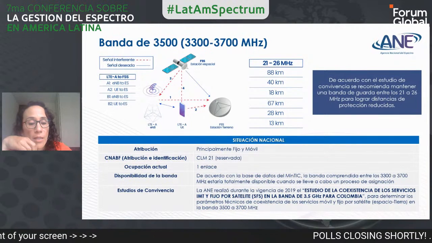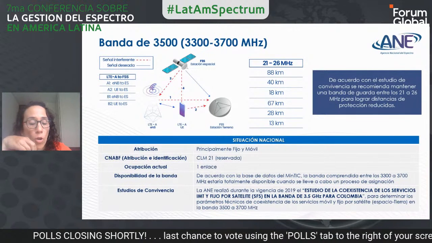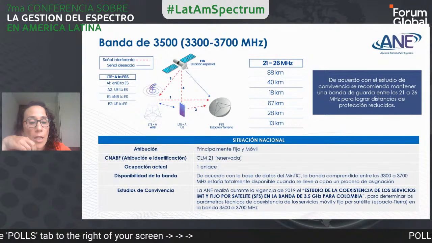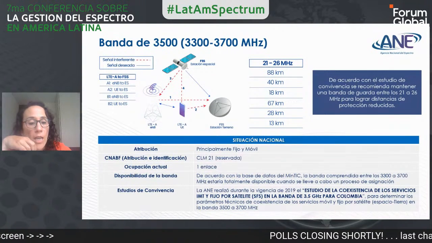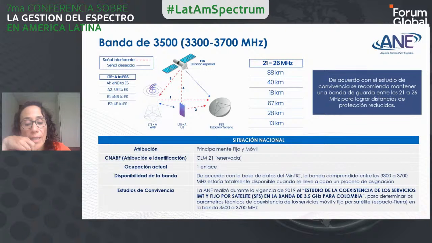En el estudio se hicieron varios escenarios en laboratorio en los cuales se identificó la interferencia que puede generar un nodo B a una estación terrena y una estación terrena a un nodo B. Esto se hizo para ambientes rurales y también para ambientes urbanos. ¿Qué fue lo que se logró encontrar con este estudio? Que al tener unas bandas de guarda entre 21 a 26 MHz, lo que se debía tener en cuenta era la inclinación de cada una de las antenas para poder definir la distancia que debe haber entre las estaciones terrenas satelitales y las estaciones terrenales de IMT en el momento que se realice la asignación de la banda de 3.7. Next slide, please.